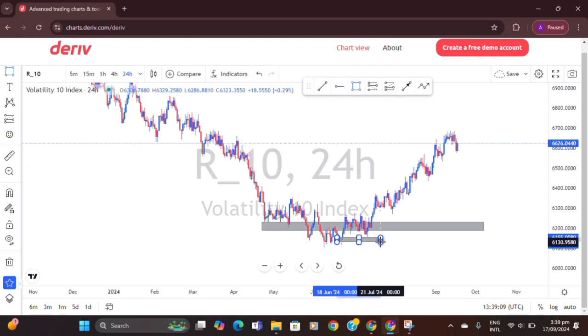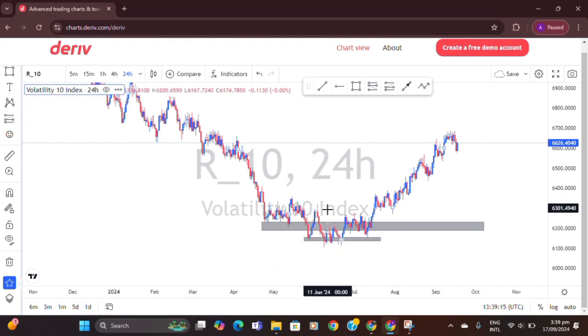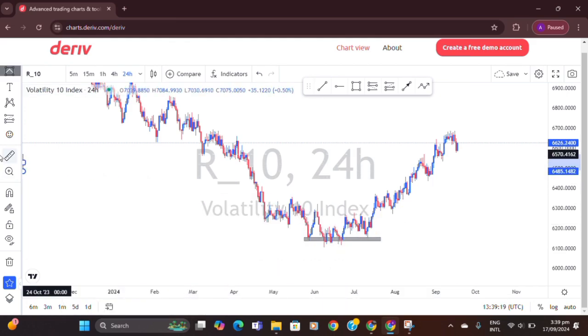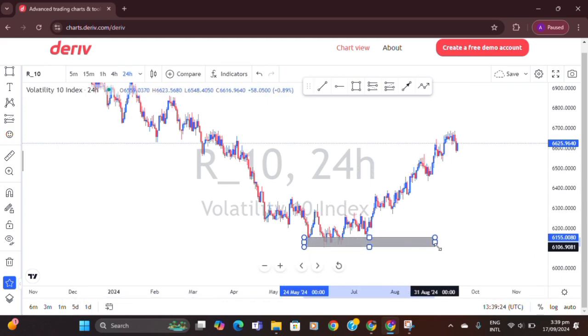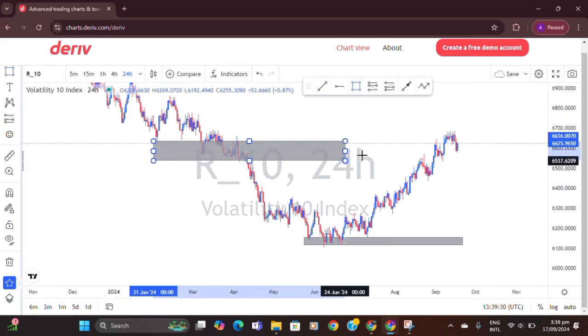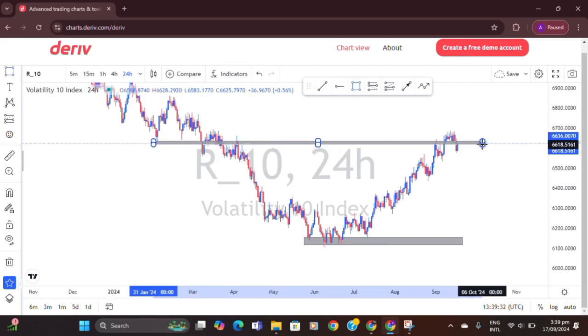So that one I'll mark as a strong support level for me, and this one as well. So these ones are mine. So let's take away this one and then settle with one. Okay, so this is my support level now. This is my support level, and then my resistance level is this one.